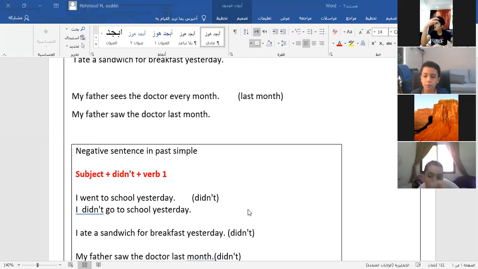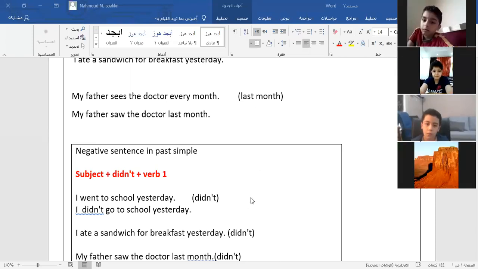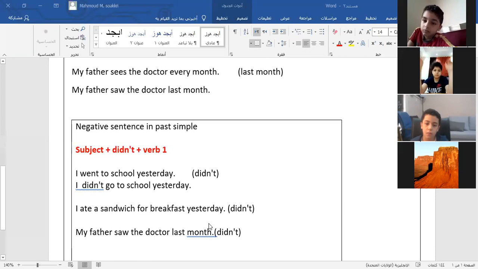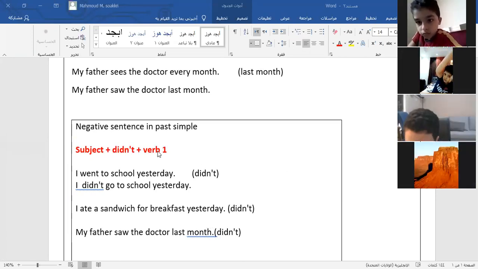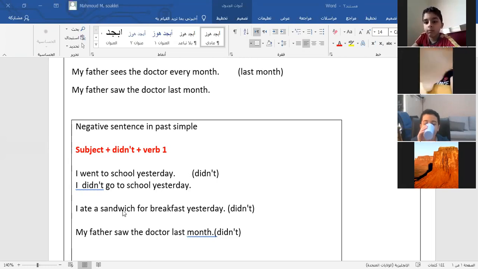Look here, Mustafa Murad. We are studying past simple. We change the sentence from positive to negative. We put subject, didn't, and verb one. We answer the sentence here: I went to school yesterday. Use didn't. I didn't go to school yesterday. Now your sentence, Mustafa Murad: I ate a sandwich for breakfast yesterday. I want you to use didn't.